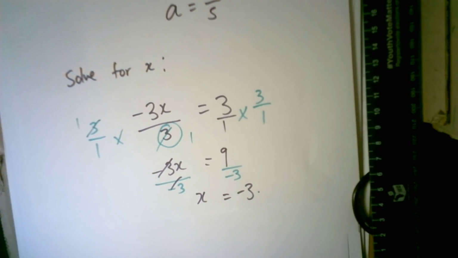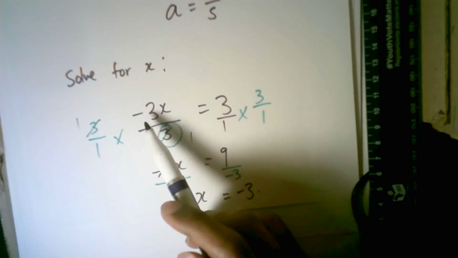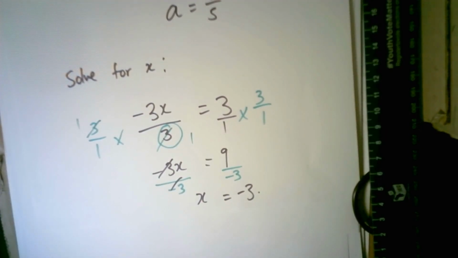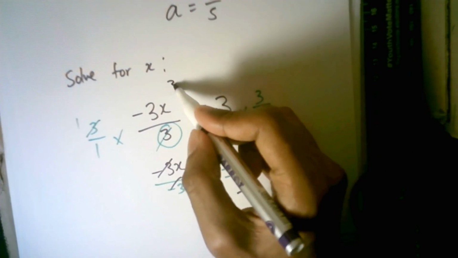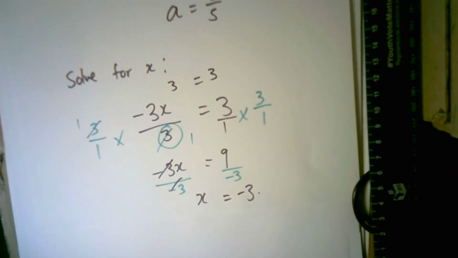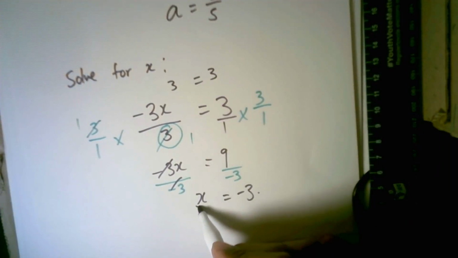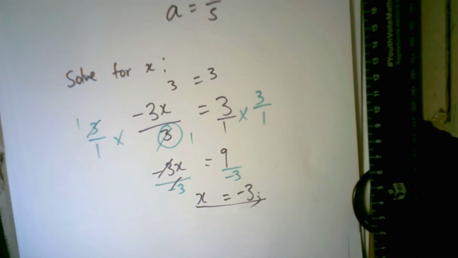You can also check to see if that's correct as well. Negative 3 times negative 3, that's positive 9. Positive 9 divided by 3 is 3. And on the right hand side, we started off with 3. So 3 is equal to 3. And that is my final solution from there.